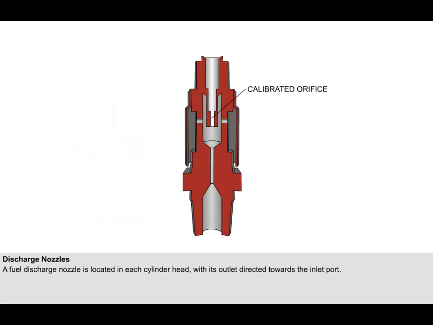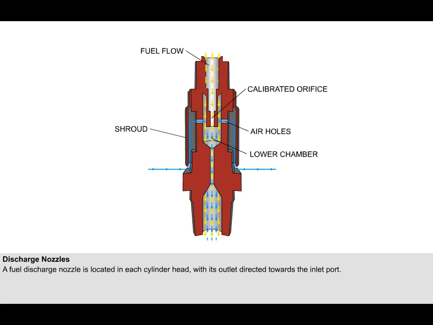Normally aspirated engines use a nozzle equipped with a fixed calibrated orifice, which has a series of holes drilled just below the orifice chamber for air entry to a lower chamber. A stainless steel shroud covers this part of the nozzle. As fuel passes through the calibrated orifice to the lower chamber, ambient air is pulled under the shroud and through the screen, finally mixing with the fuel as it is sprayed into the intake port.